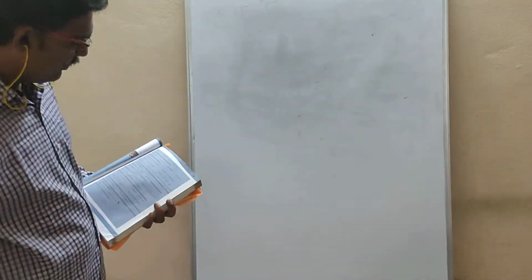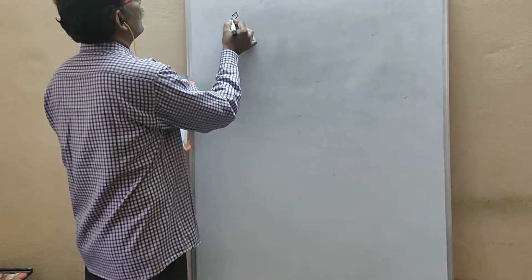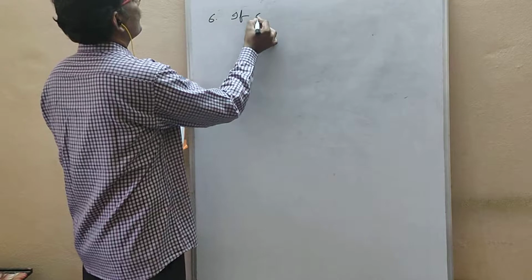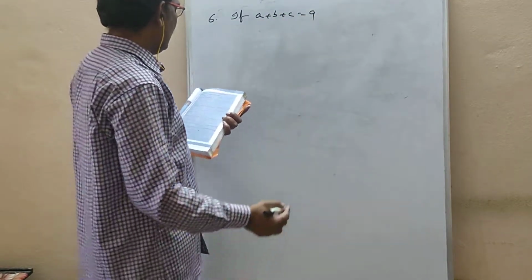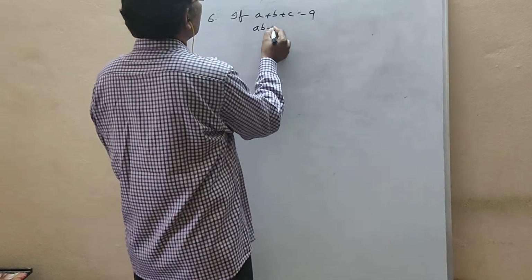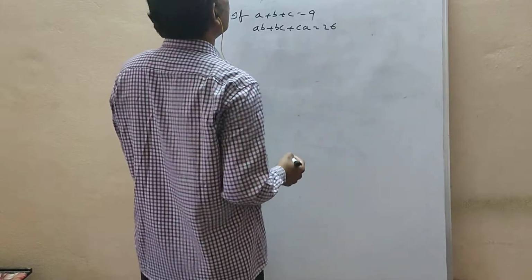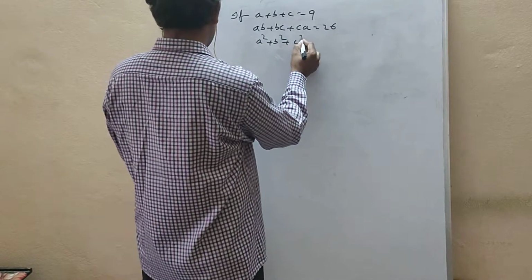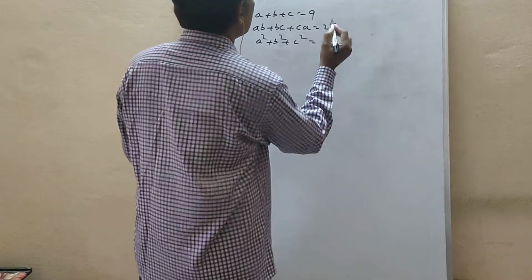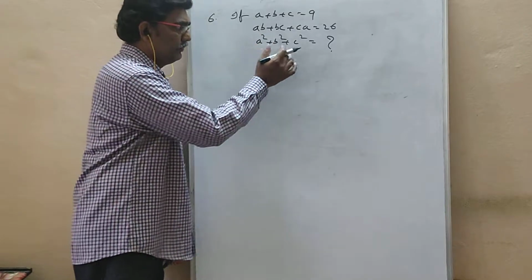Now the sixth question, we will go for the sixth. If a plus b plus c is equal to 9 and ab plus bc plus ca is equal to 26, find the value of a square plus b square plus c square. See, it is very easy.